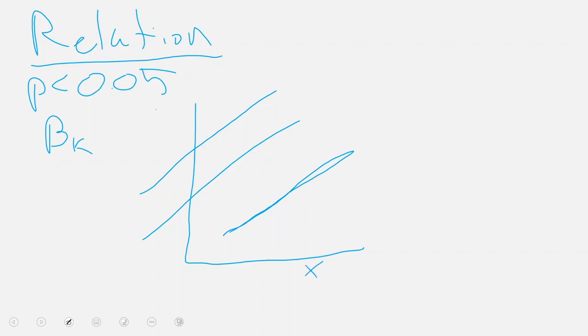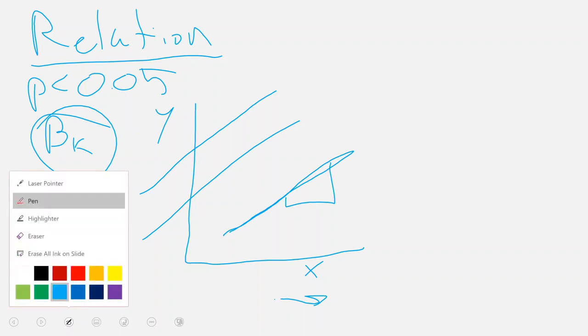So here, we've got some x and some y. We would just say for every 1 unit increase in x, y changes by some amount, whatever it may be. And that's going to be our slope coefficient that we get. Okay, let me erase all that.